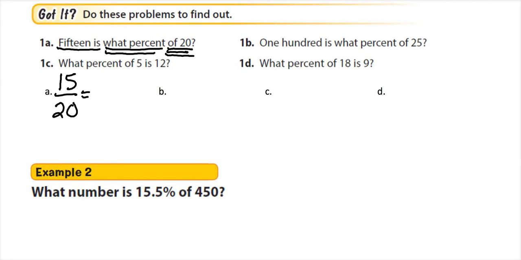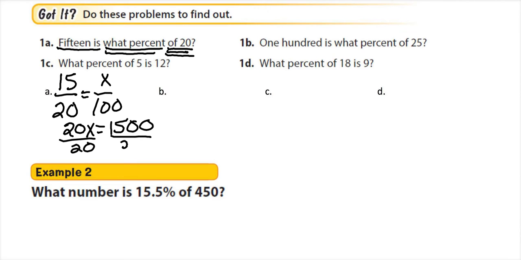So what's the percent? Well, it says what? So that's going to be our x again. So that's x over 100. Okay, from there we're going to get 20x equals 15 times 100. That made 1500. And then you should have divided that by 20. And that should have came out to 75, which means 75%. There we go.